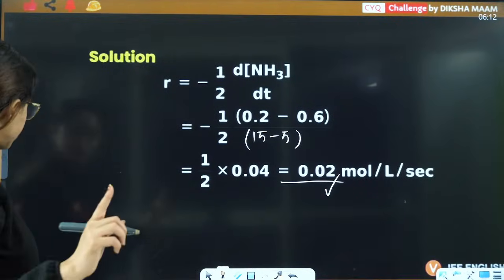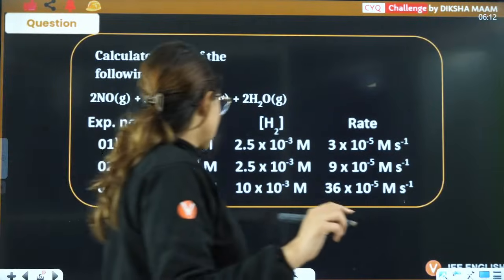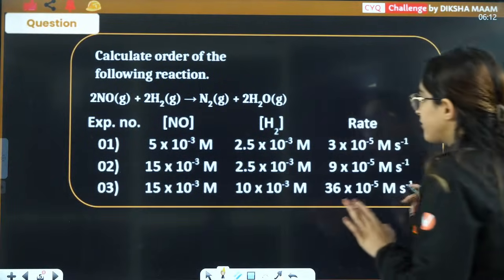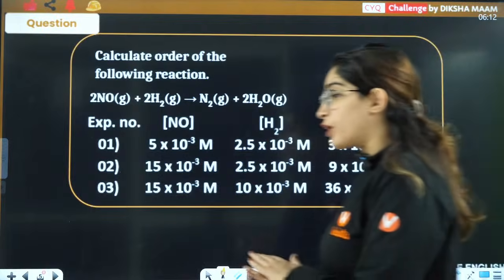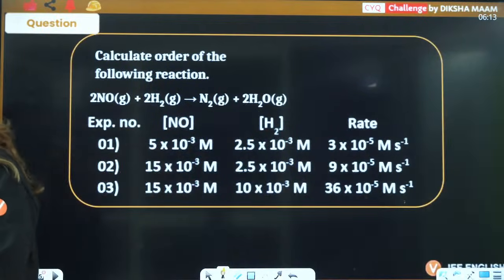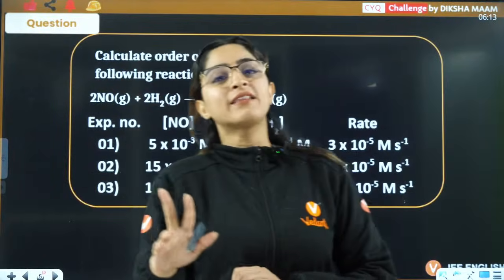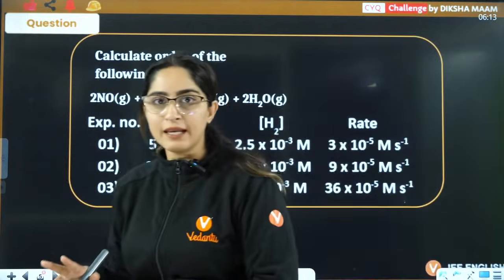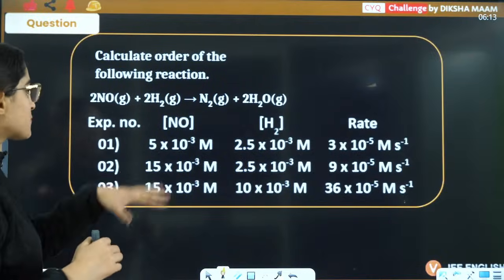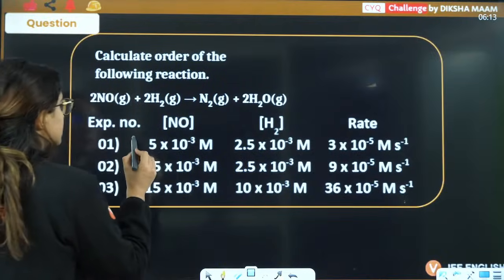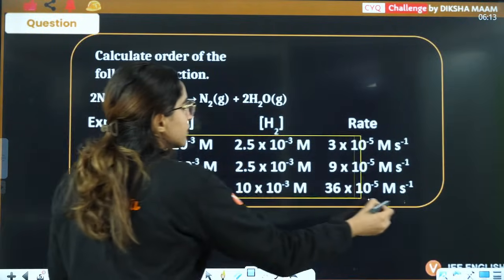Okay, right everybody? Let's see this question where we are calculating the order of the reaction. To calculate the order of the reaction, two methods are very famous. The first method is the experimental method. Let's talk about this. This is the experiment that we have.